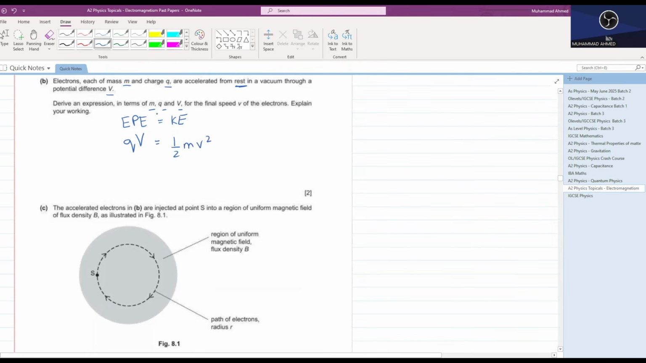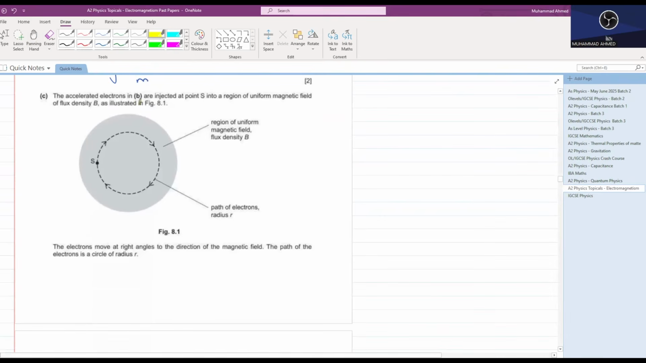Now you have to show speed of the electrons as the subject. So multiply 2 to the other side. 2qV divided by m under root is equal to your velocity. So this is how you derive velocity's expression. The accelerated electrons are injected at point S into a region of uniform magnetic field of flux density B as illustrated in figure 8.1. This is a uniform region of flux density B. Path of electrons has a radius of r, and that's all we are given here.